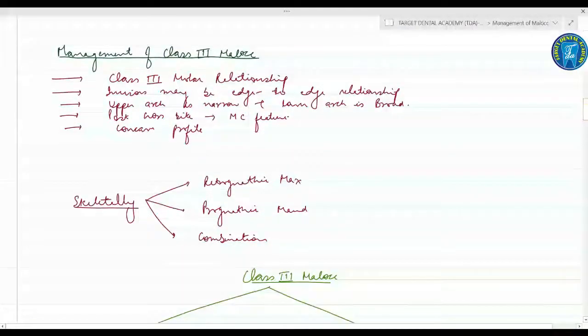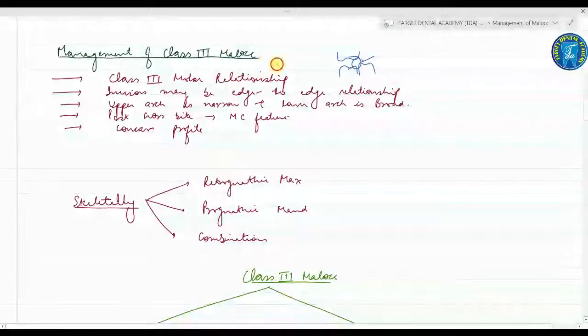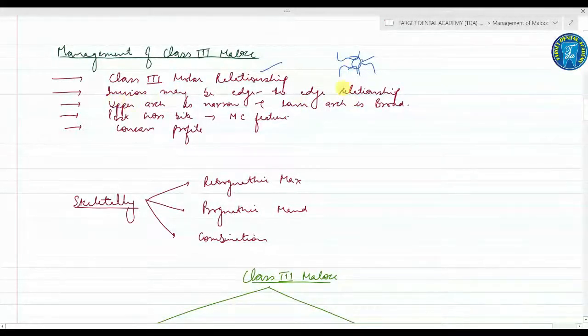Now next is the management of class 3 malocclusion. In this, the molar relation is in class 3. It means the mesiobuccal cusp lies between the interdental space of the mandibular first and the mandibular second molar. In a patient of class 3 malocclusion, the molars are in class 3 relationship, and the incisors may be in edge to edge bite. That is an edge to edge bite.